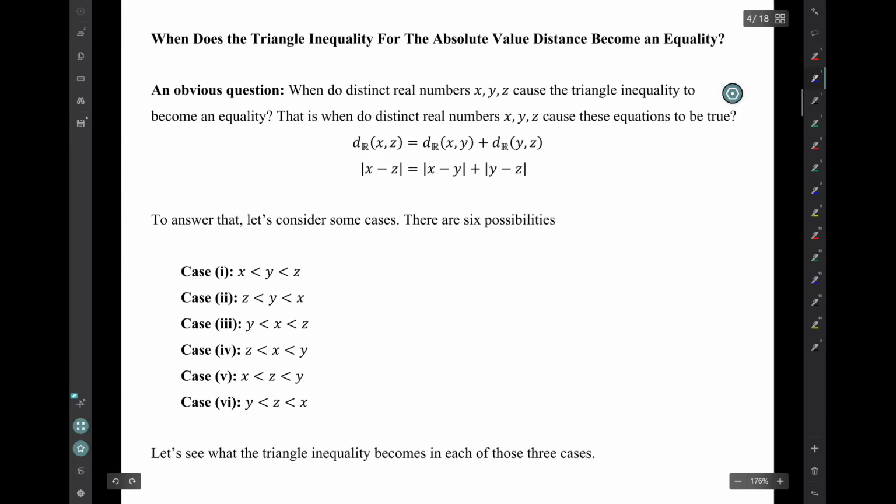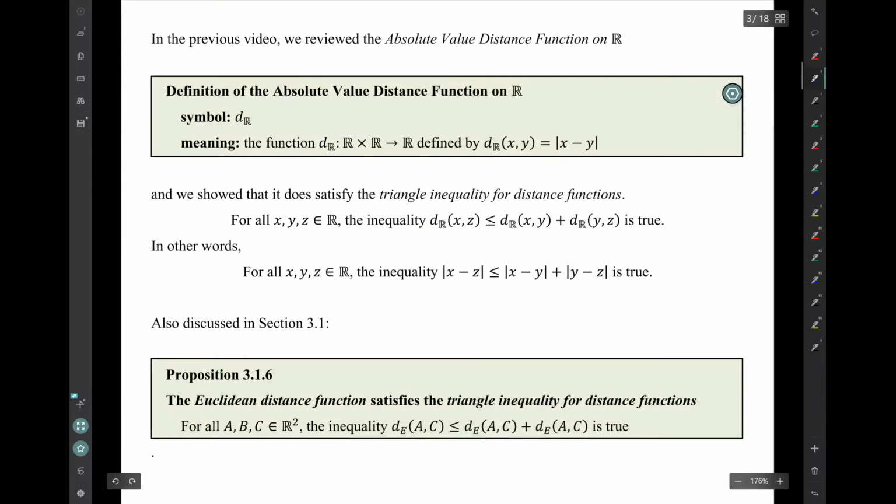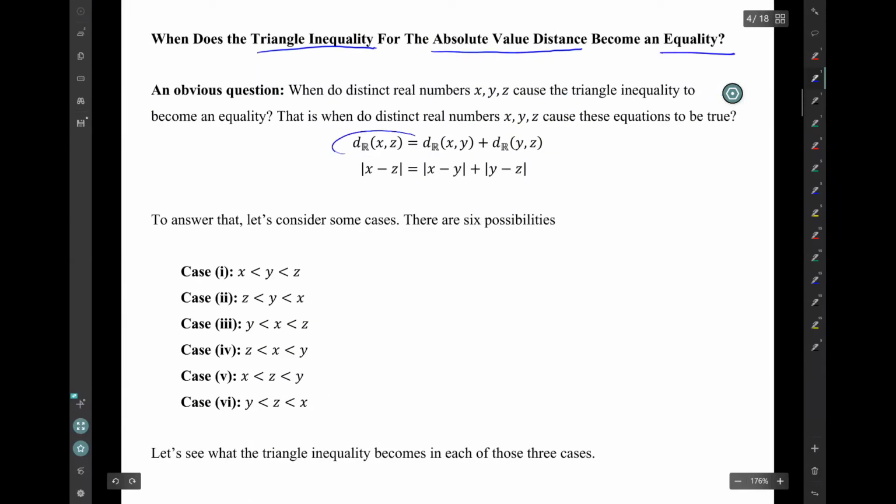An obvious question is, when does the triangle inequality for the absolute value distance function become an equality? The triangle inequality for the absolute value distance function is this. It's got a less than or equal to sign in there. So the question is, when is this true? That is, when is this expression true? Well, to answer that, let's consider some cases.